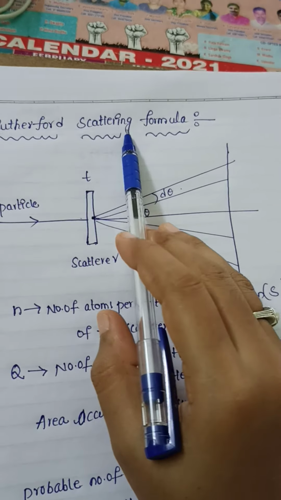See here, it is a scatterer of thickness T. In this case I am assuming some terms. See here, small n means the number of atoms per unit volume.